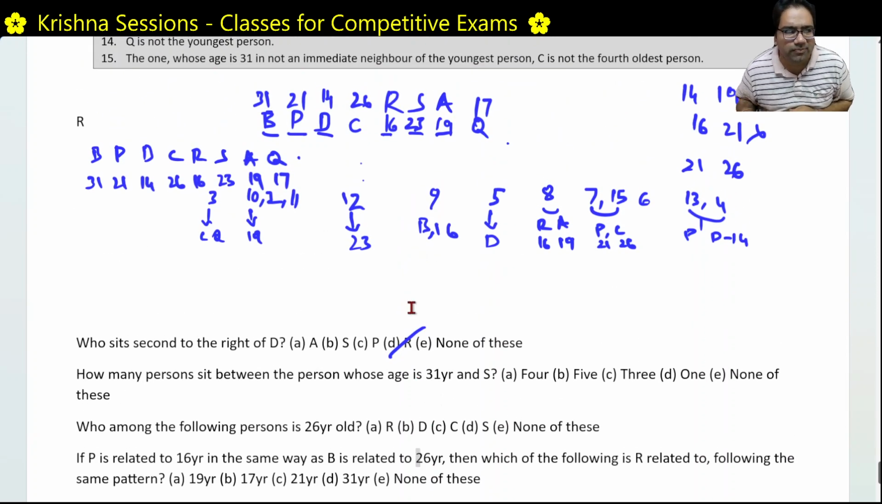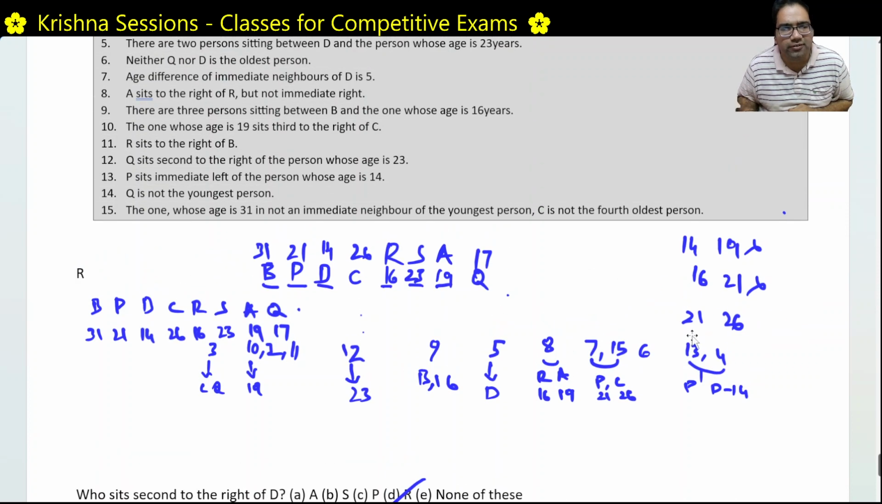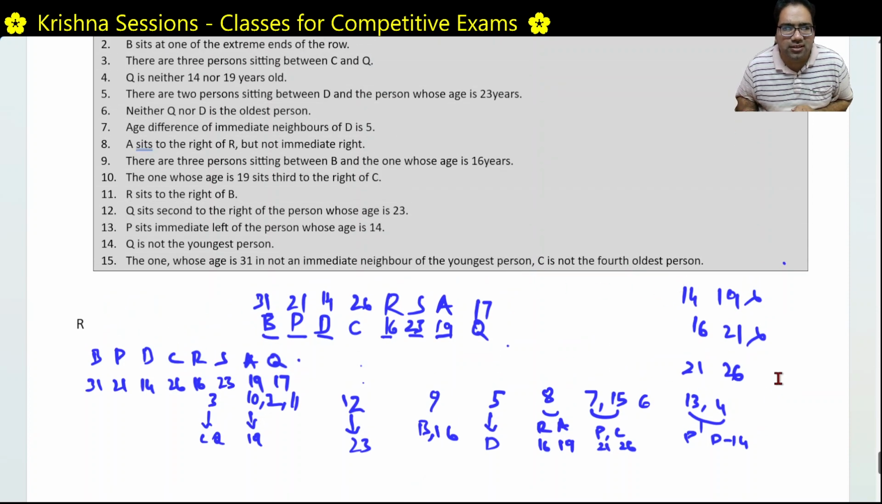This is a medium level difficulty problem where we have to use multiple conditions together, like 7 and 15, 13 and 4. And we have to assume certain things, like how the structure is defined, what the seating arrangement should be, how many people to the left of C have to be there, etc. Another tricky thing is the ages of the people around D, like 21, 26 or 14, 19, 16, 21. To understand that calculation is slightly tricky, but not impossible. It is a medium level difficulty problem.